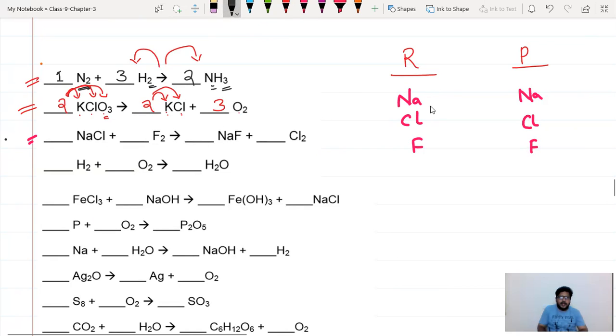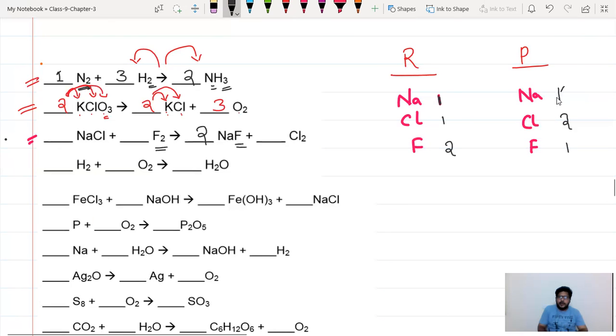Now try to count. Reactant side, how many Nas? 1. How many Cls? 1. How many fluorines? 2. Product side, how many sodiums? 1. Chlorines 2. Fluorine 1. Now what can you do? Here fluorine is 2. Here fluorine is 1. You have to make it 2 by adding a number. Don't add 2 here at subscript. You have to place it in front. If you place in front, 2 should be given to sodium, 2 should be given to fluorine.